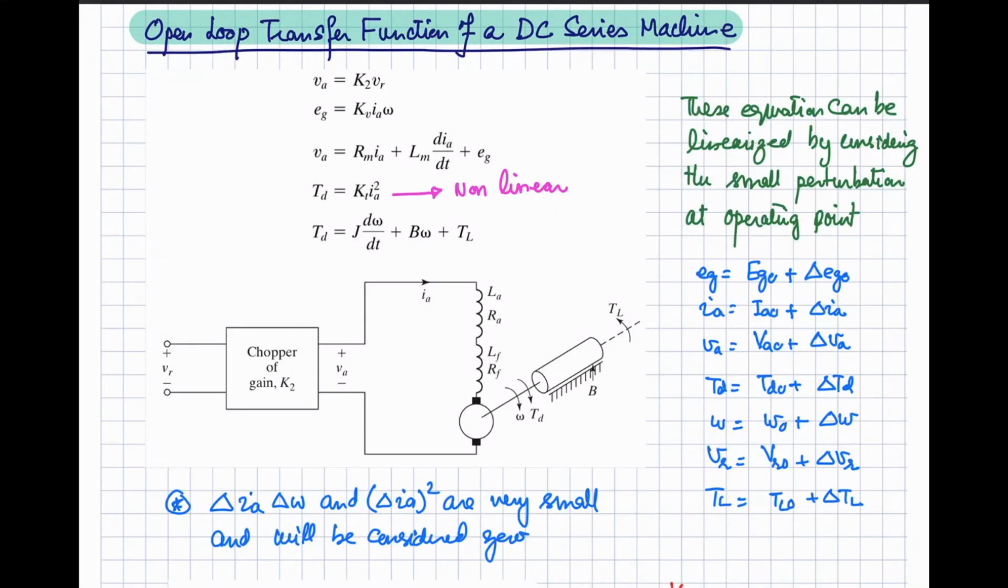Bismillahirrahmanirrahim. In this video, we will discuss the transfer function of a DC series machine. As the name indicates, in a series machine, you are going to connect your armature winding in series with your field winding. So the connections are like this.